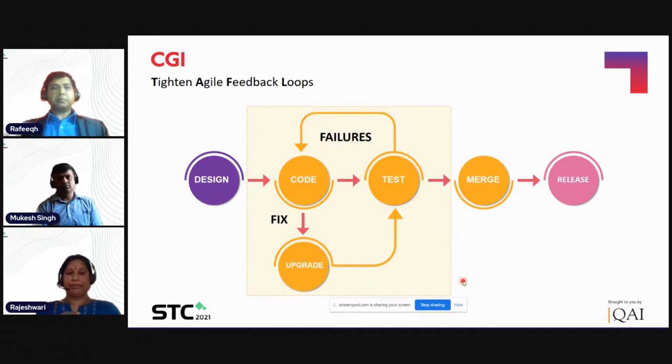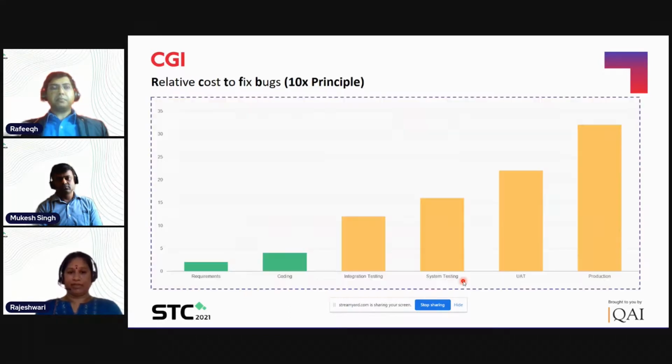So mean time to failure is greatly reduced. Since it is within the development cycle, the cost of delay is also greatly reduced. So first is the tightened agile feedback loop, and second, as I told, is the cost to fix the bugs. As the developer and the tester are working together on the piece of code, the cost to fix the bug is greatly reduced. So this is the 10x principle, which I assume everybody knows. When the bug fix happens at the coding level, the cost to fix the bug is also greatly reduced. So here you can see this.